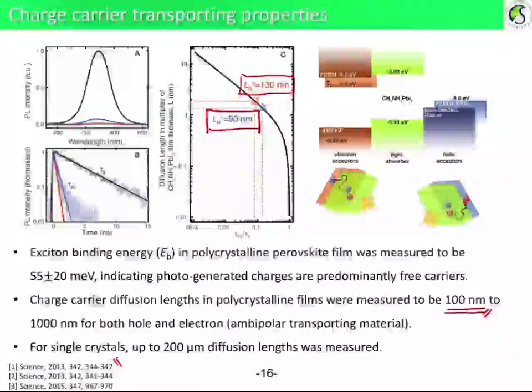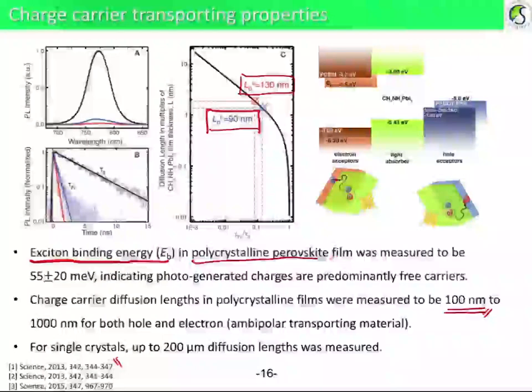And from the photophysical measurement, they found that the exciton binding energy of the charge in the polycrystalline perovskite film is just a few tens of milli-electron volts, which means that at room temperature, almost all the photo-generated charge is dissociated to form free carriers. So the charge transporting mechanism should be different from the organic material.